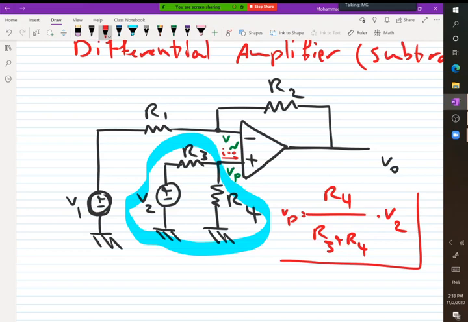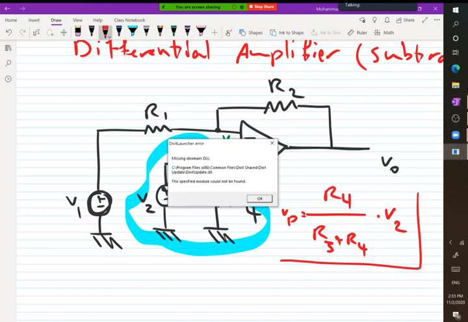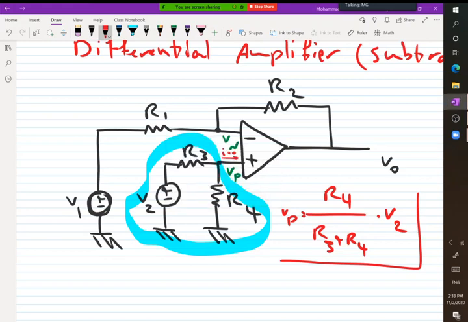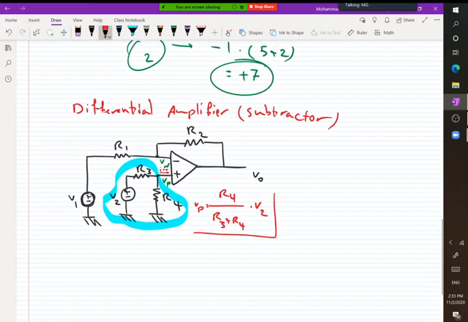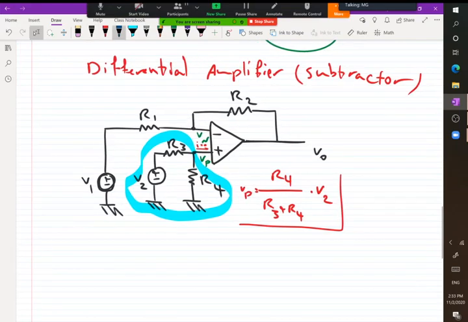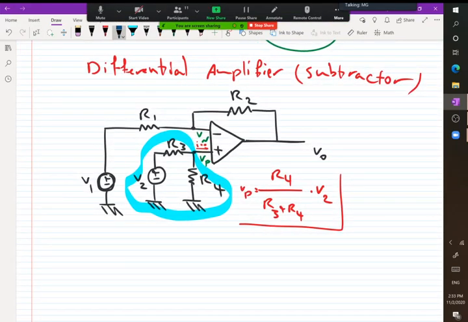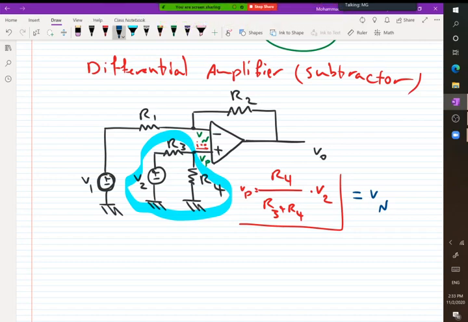I turned on my speaker. Okay, no question? Okay, so Vp is equal to R4 over R3 plus R4 times V2. Now that we have Vp, we can say Vp is equal to Vn. We have a question. Why do we use R4 instead of R3?